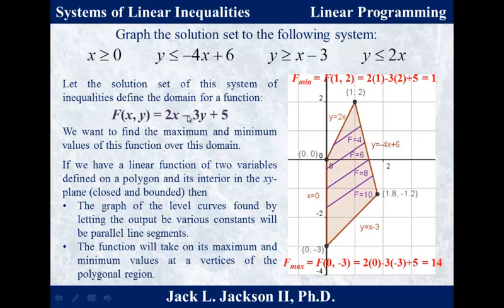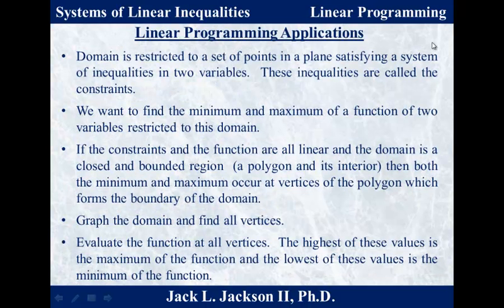So if you kind of see what's going on here, if this is a linear function and your boundary is closed and bounded and it's straight line segments so that we have a polygon and its interior for the domain, where's the biggest going to happen? Well, it's got to happen at one of the vertices. And where's the minimum? Going to be also at one of the vertices, probably the other side of the figure. Okay? So this leads us to linear programming applications.